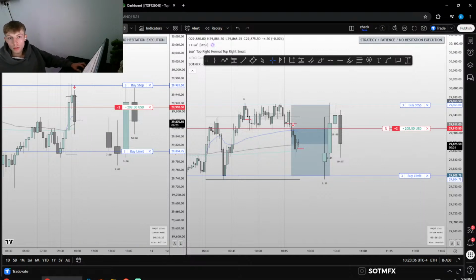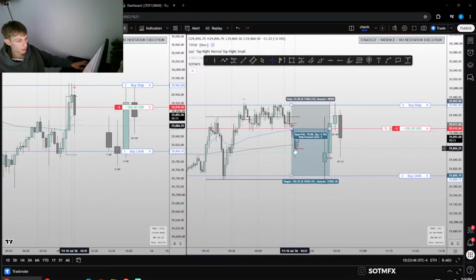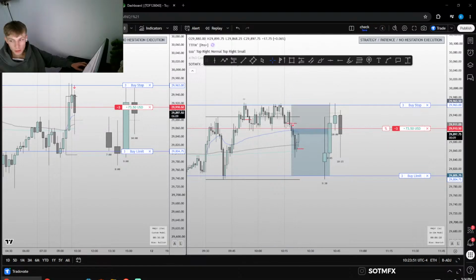Alright, so while the trade is running, I'm going to mark up the trade. Double break, last tent. The trade was executed at 10:20.